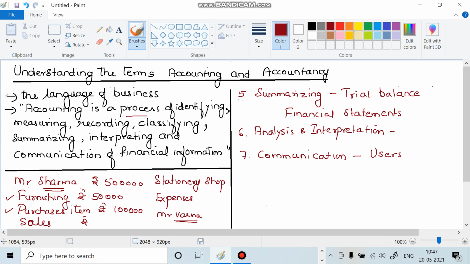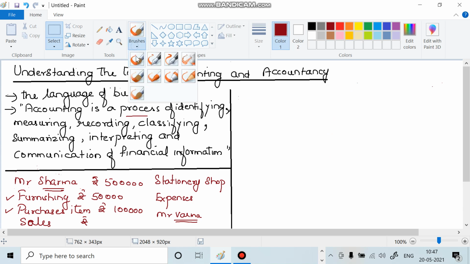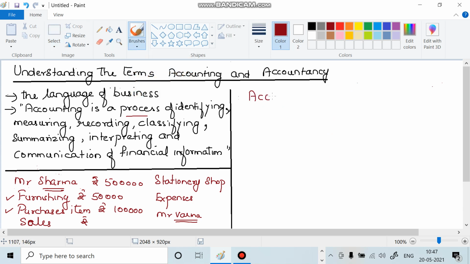Now moving on, the second term of discussion for today is accountancy. What do you mean by the term accountancy? They seem to be the same, accounting, accountancy. But no, they are not. Accounting is a process. It involves several steps. Physically, those steps are followed so that the record of the transaction takes place, they get classified, and the information is available which can be utilized by the users.